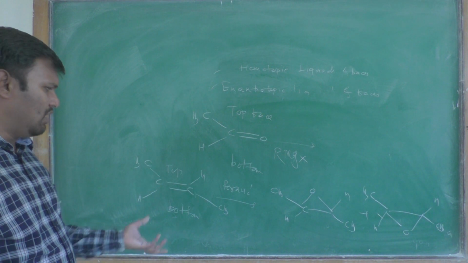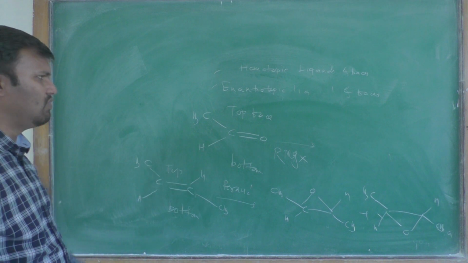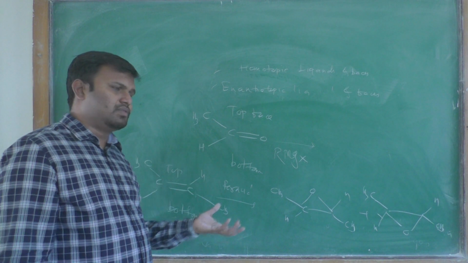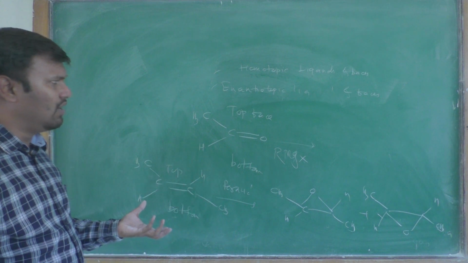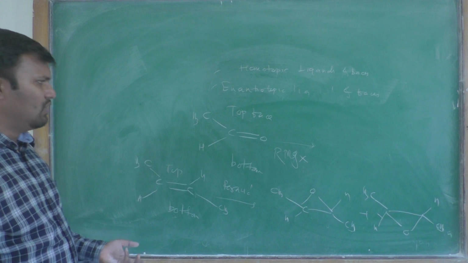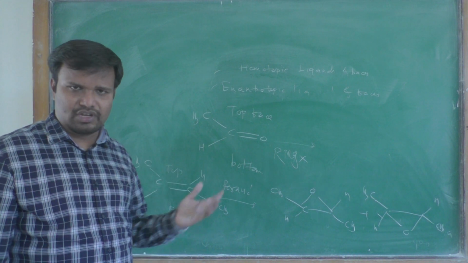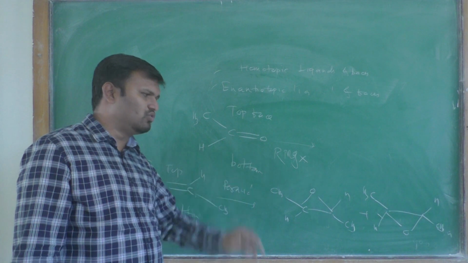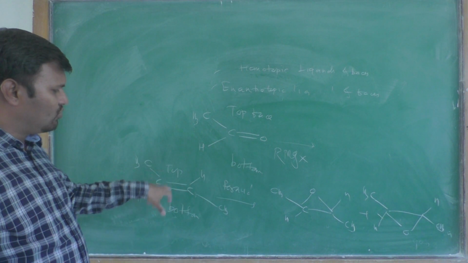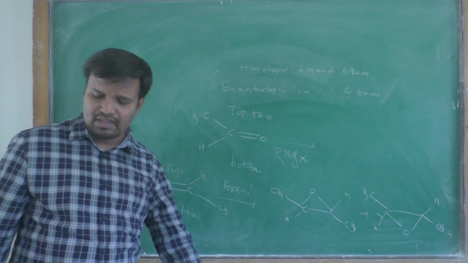By addition or substitution, first we substitute the groups and try to find out whether these are enantiotopic groups or atoms, or by addition you can also find out the faces. These are the enantiotopic faces. In this compound, these two faces are enantiotopic faces, and in this compound, the top face and bottom face are enantiotopic faces.